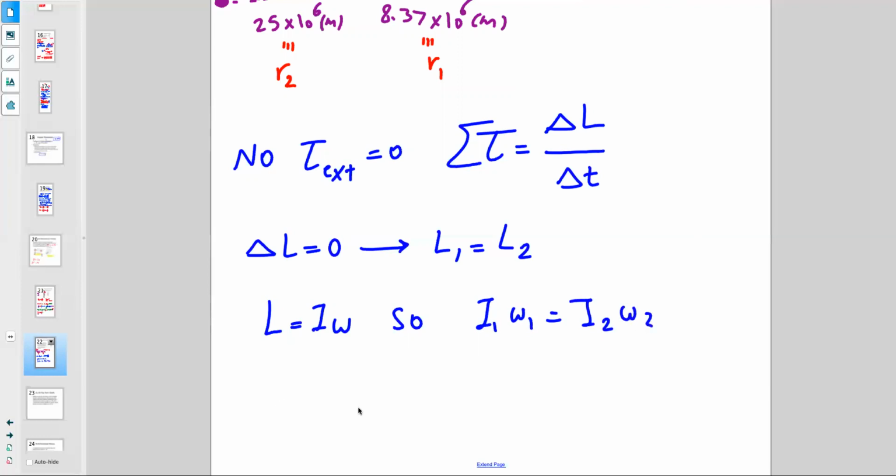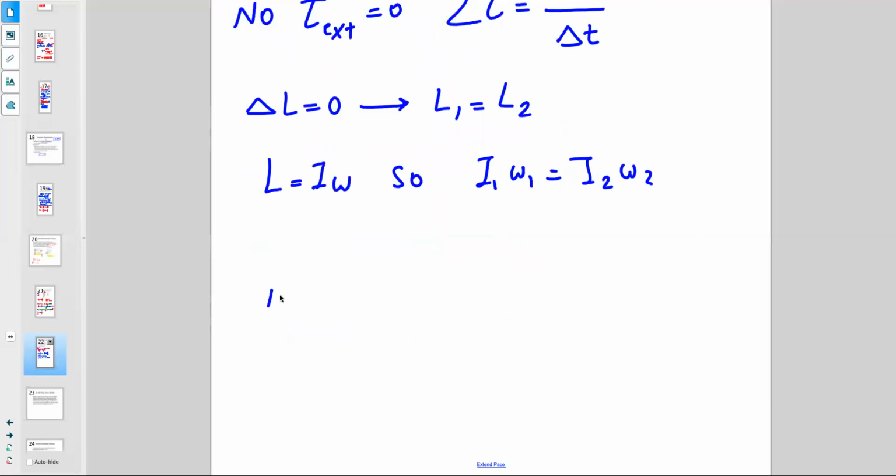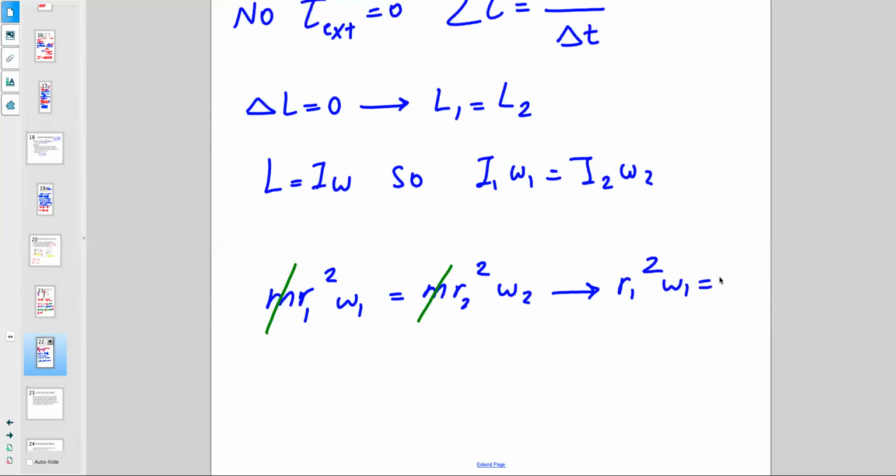Okay, I is mr squared for the particle. That's the moment of inertia for the particle moving around. So m r1 squared omega 1 should be equal to m r2 squared omega 2. Now, if you're looking at this, m can cancel out from both sides. So then I am left with r1 squared omega 1 equals r2 squared omega 2.